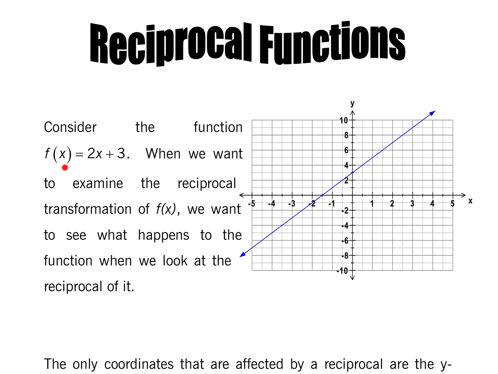Consider the function f of x equals 2x plus 3. It's just a nice line. Nice little line. There we go. What we want to do is look at what happens when we take the reciprocal of it. The reciprocal means we're going to look at 1 over f of x, which means 1 over 2x plus 3. We want to see what the graph of that is going to look like.